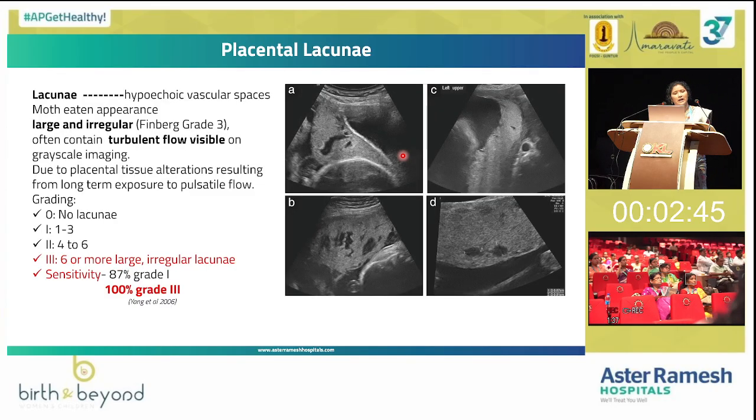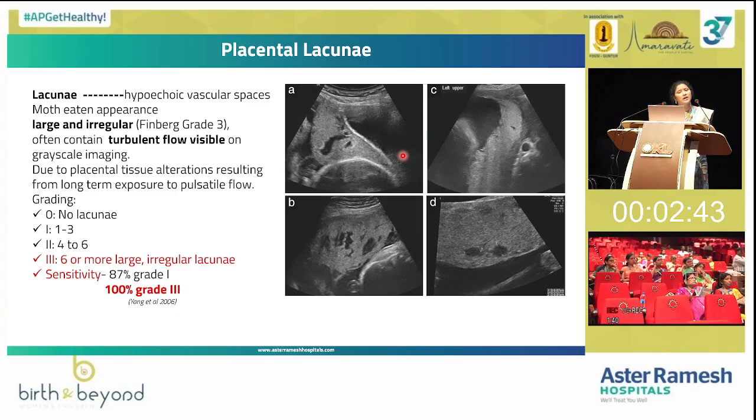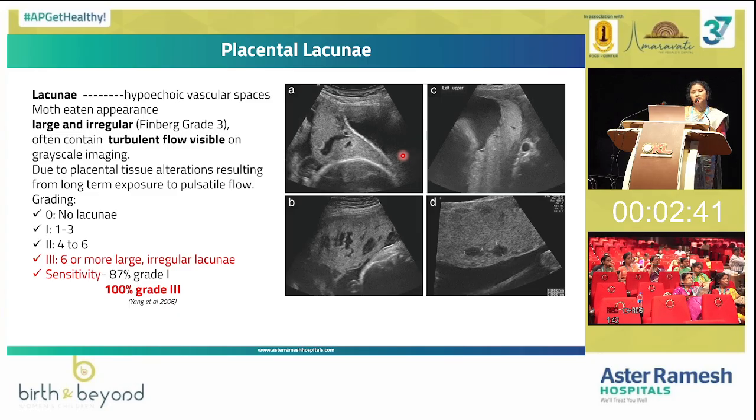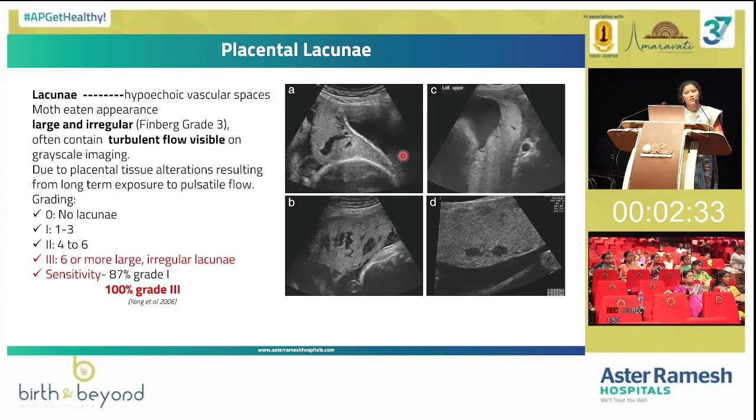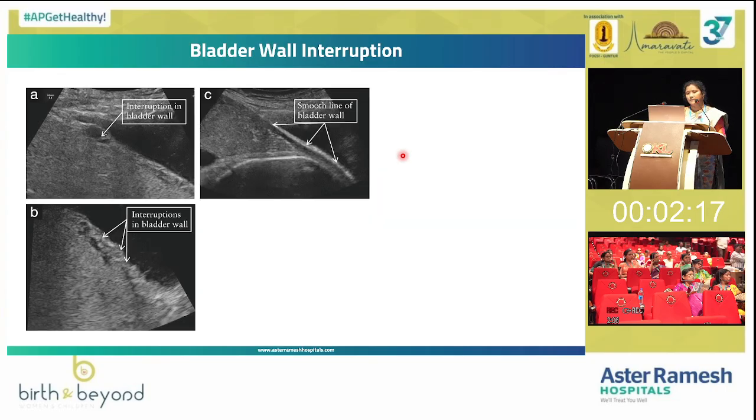And next is the lacuna. What are lacuna? They are hypoechoic vascular spaces, large and irregular. Feinberg has graded them into 3 types. 0 is no lacuna, 1 is 1 to 3, 2 is 4 to 6, and 3 is 6 or more large irregular lacunae. If you have Feinberg grade 3, the sensitivity is 100%, 87% for grade 1.